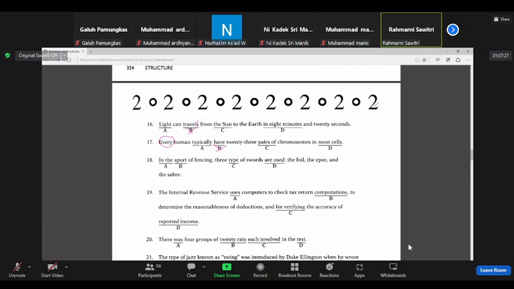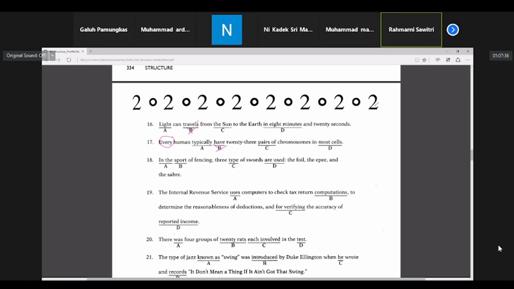Then we have Rafael Febrian. Yes, ma'am. C. 18 we have C. In the sports of fencing, 3 types of sports are used. C. Yes, it should be in sports of fencing, 3 types of sports. So here we have types.